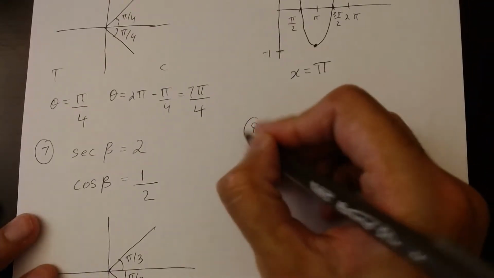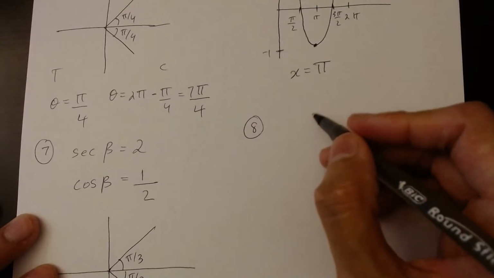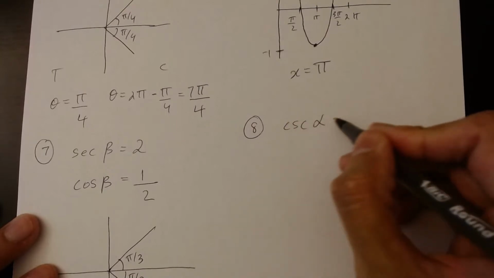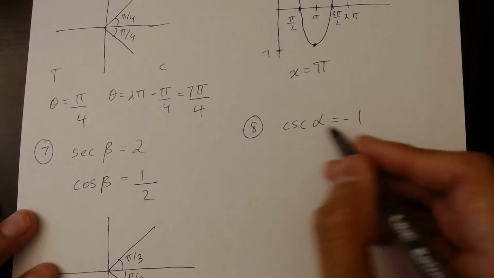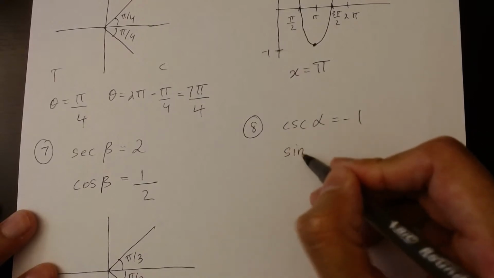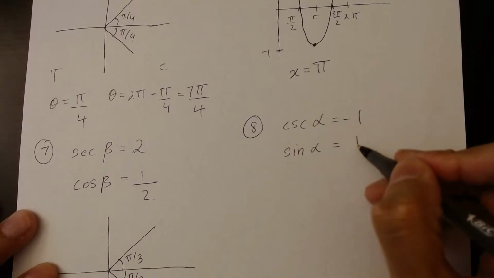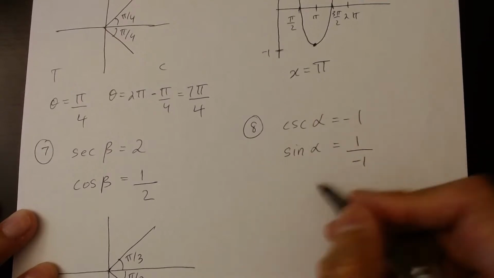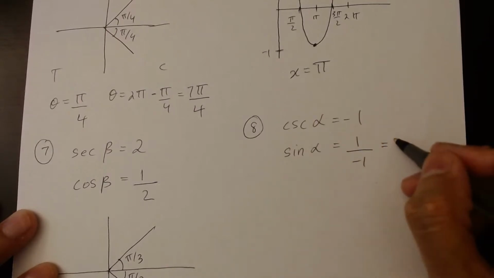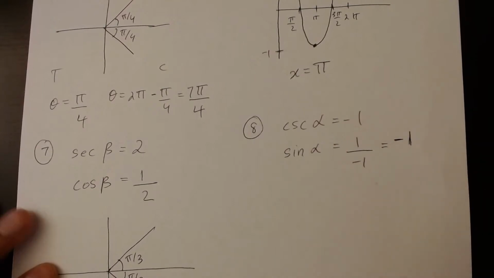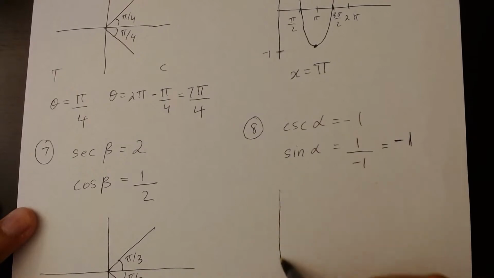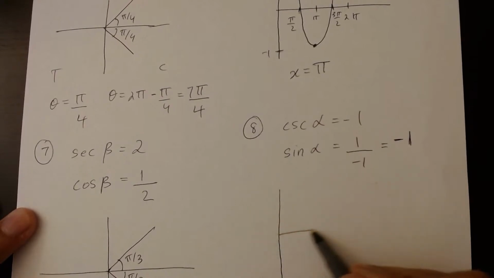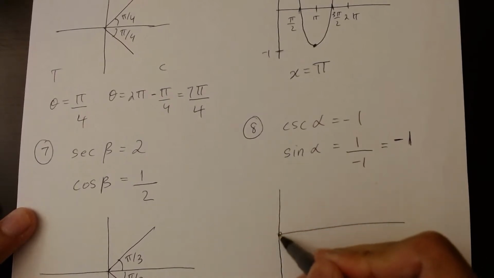We have another reciprocal question here. So cosec alpha equals negative 1. The reciprocal of cosec is sine. So sine alpha equals 1 over negative 1, which is basically just negative 1. So again, we cannot use CAST rule here. This is the one we have to use the graph for. Remember, 0, 1, negative 1 for sine and cos, we use the graphs.